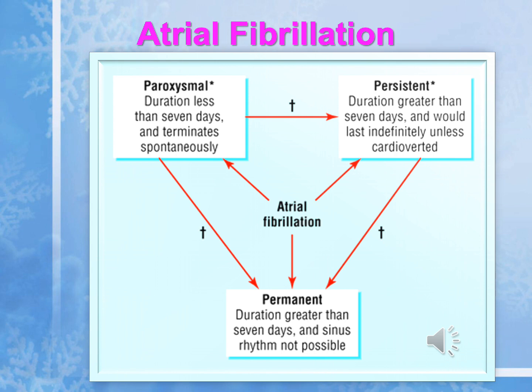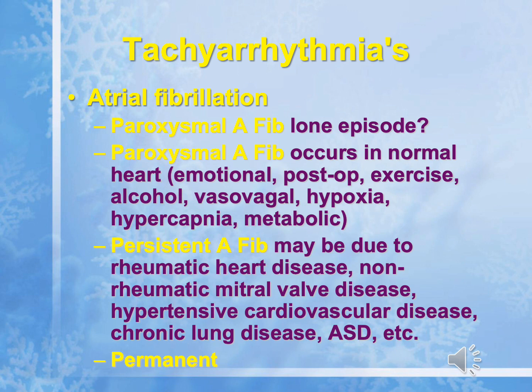Atrial fibrillation is diagnosed as being paroxysmal if the duration is less than 7 days and terminates spontaneously, or it's determined to be persistent if the duration is greater than 7 days and might last indefinitely unless cardioverted. It's termed permanent if the duration is greater than 7 days and if return to a normal sinus rhythm is not possible. This classification of the different forms of atrial fibrillation is important from the standpoint of etiology as well as treatment.